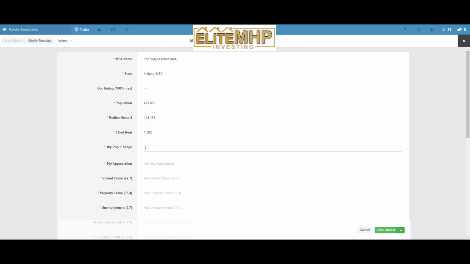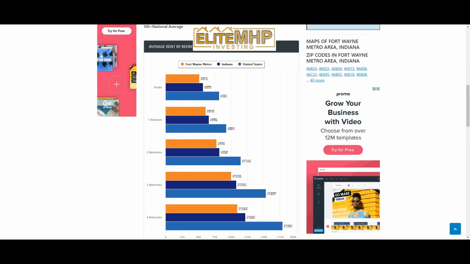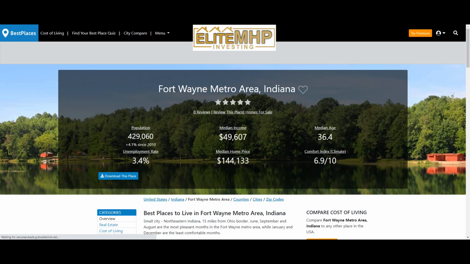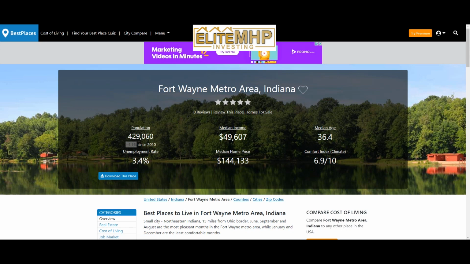Right? 10-year population change, growth over 10 years. For that, we're going to go back over to the overview. Is the population growing? Now, what do we look for here? This has a 4.1% population growth over the last 10 years.